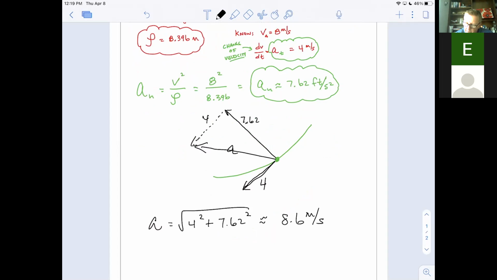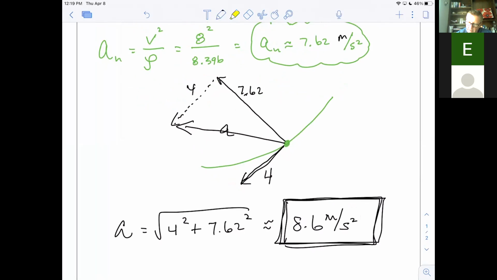I said feet back here earlier, but everything we measured in was not feet, it was in meters. So meters per second squared. So that's a combination of both tangential and normal. So basically I found its total acceleration. Again, as I said before, that's the question, that's the answer in the back of the book, and I got the problem right.